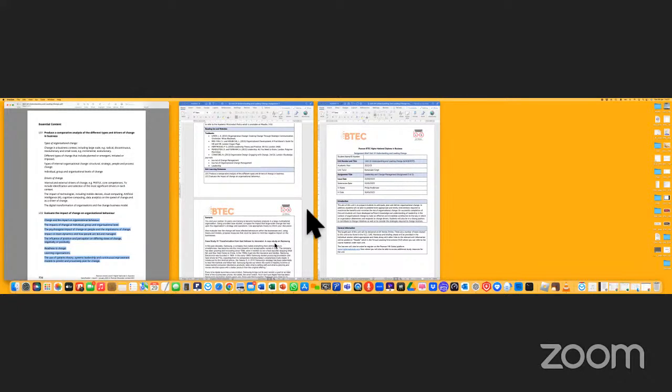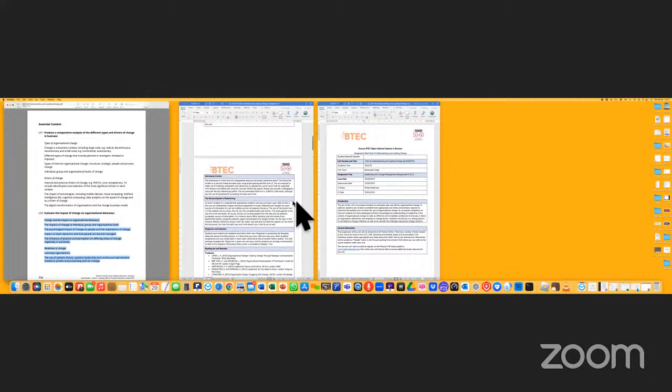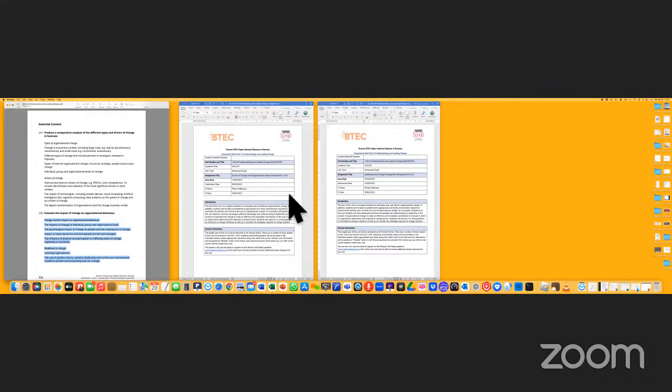Now, with that in mind, we will go into the discussion of the assignment brief. The assignment brief has an issue date, which is 15th April for the first assignment, and the second one is 25th of April. This one has a submission date of 9th of May, and the other one has a submission date of 15th of May.